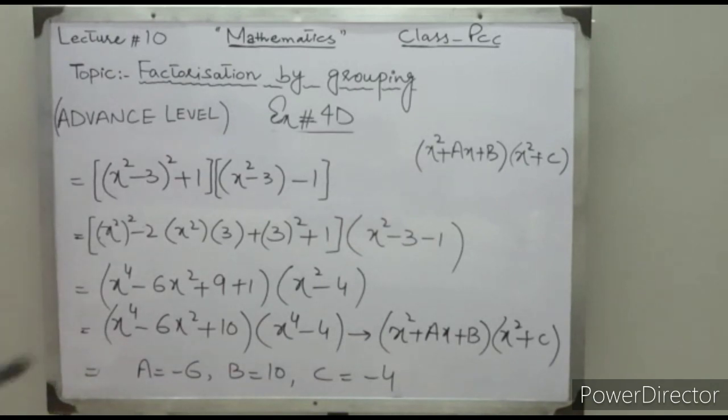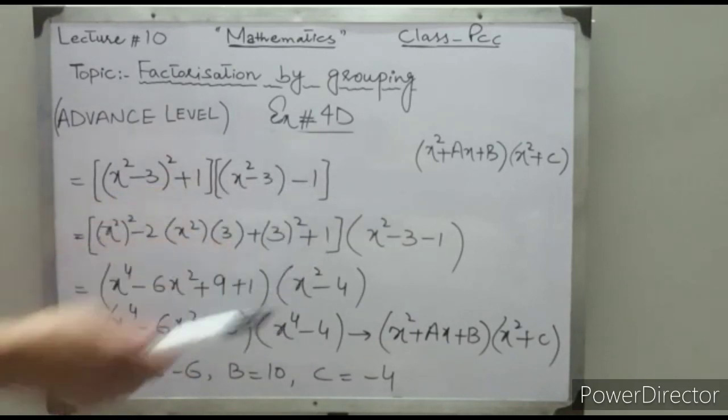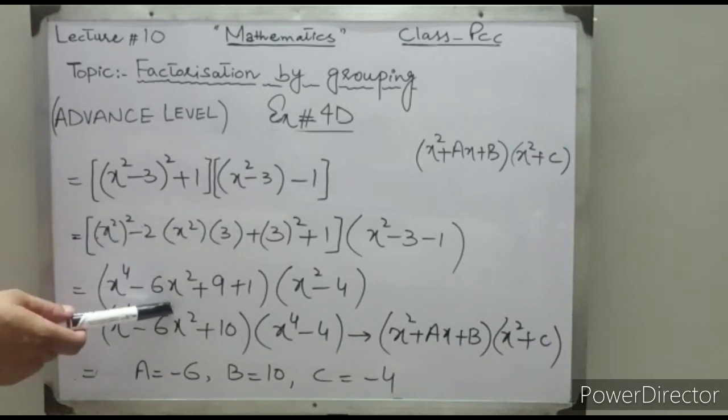Now students, we have two factors, which are (x² − 3)² + 1 and (x² − 3) − 1. Expand this by using identity number 2, which is (a − b)². Here we have a² plus b², in the center we have −2ab, and 1 will be as it is. Now expand this expression, (x² − 3) − 1. Here we have (x²)², it will become x⁴, in the center we have −6x², 9 plus 1 will make it 10, and in the last we have x² − 4.